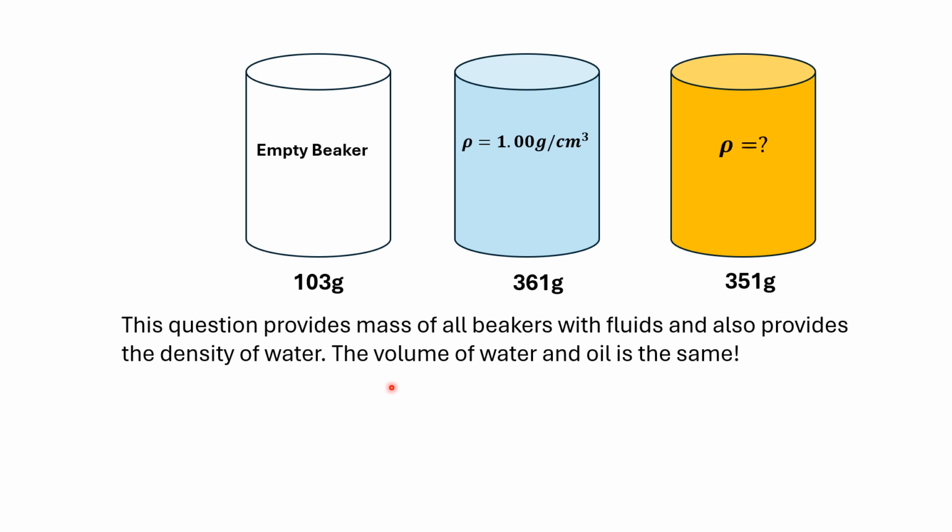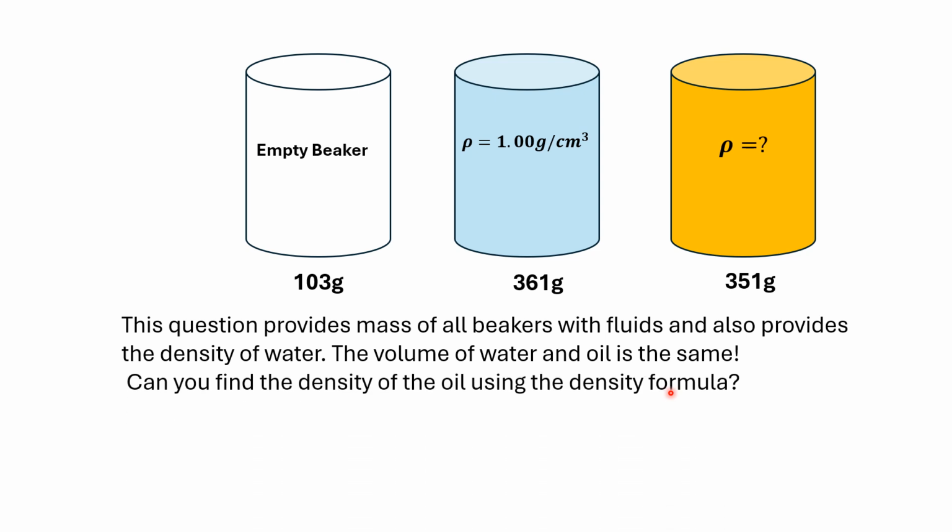Here is a critical clue. The volume of water and oil is the same. Eureka! This means once we find the volume of the water, we can use it to calculate the density of the oil. Are we ready for some calculations now?